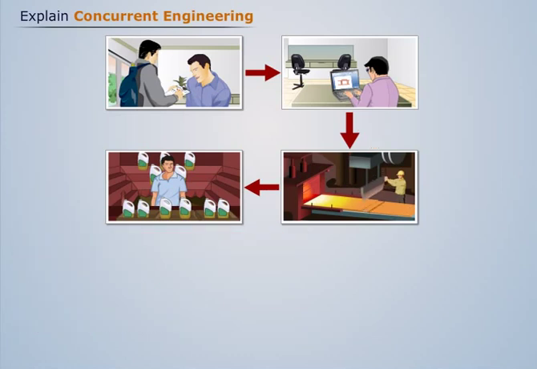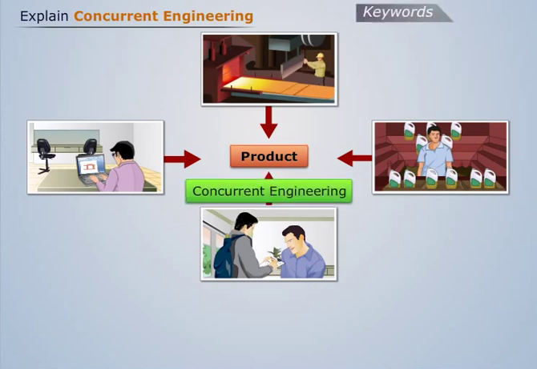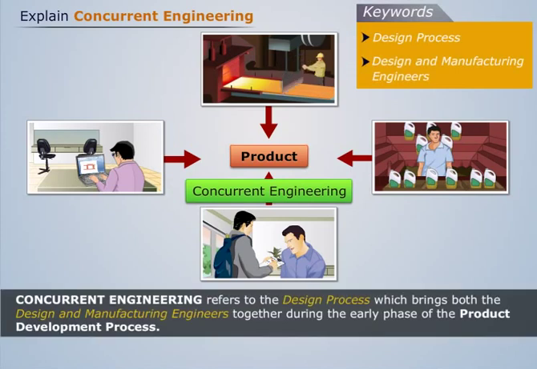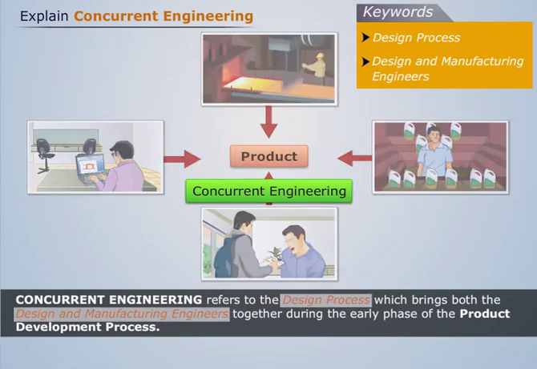To overcome these limitations in the design process, we can place all the activities in parallel instead of series. This process of bringing design and manufacturing engineer together is termed as concurrent engineering. Thus, concurrent engineering refers to the design process which brings both the design and the manufacturing engineers together during the early phase of the product development process.